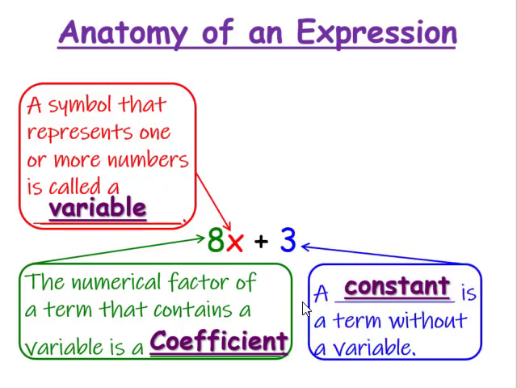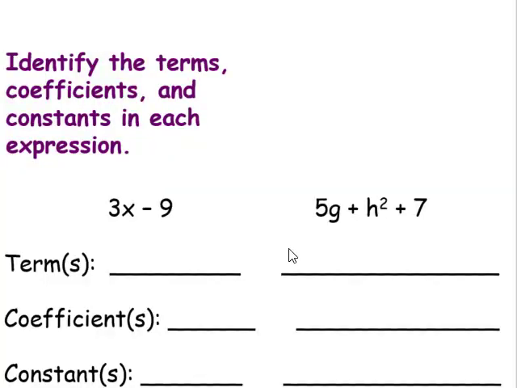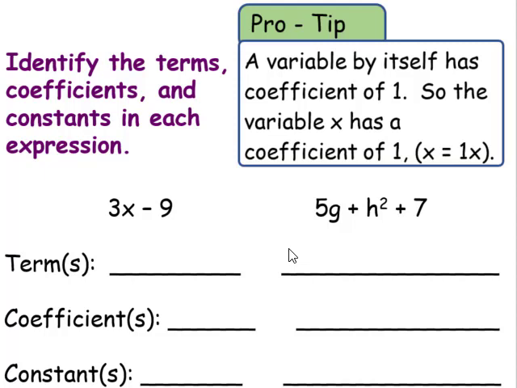Constant. A constant is a term without a variable. So in this case, since we just have a number, this is considered a constant. Identify the terms, coefficients, and constants of each expression. Pro tip. A variable by itself has a coefficient of 1. So the variable x has a coefficient of 1. X is the same as 1x.